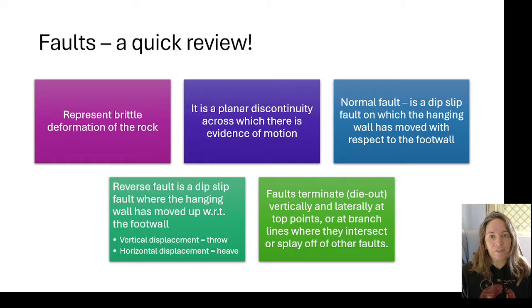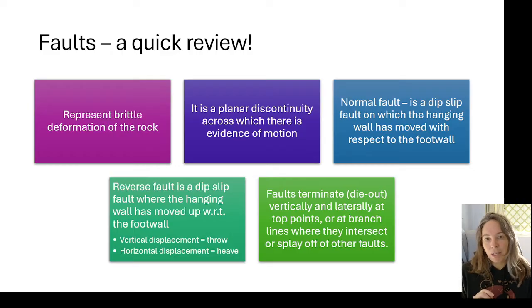So just remember that faults represent the brittle deformation of rocks and are essentially planar discontinuities across which we see evidence of motion. For normal faults, the hanging wall moves down relative to the footwall. In a reverse fault, the hanging wall moves up. I also want to remind you of the key terms: throw for the vertical displacement and heave for the horizontal displacement.